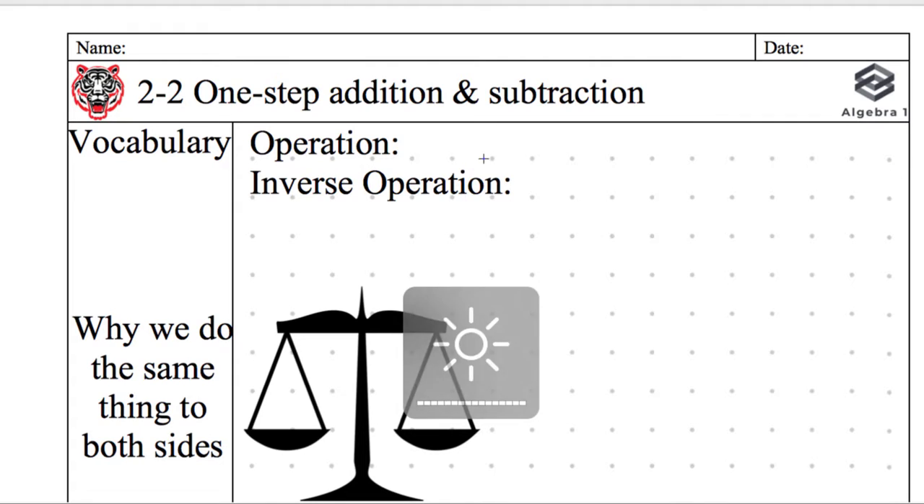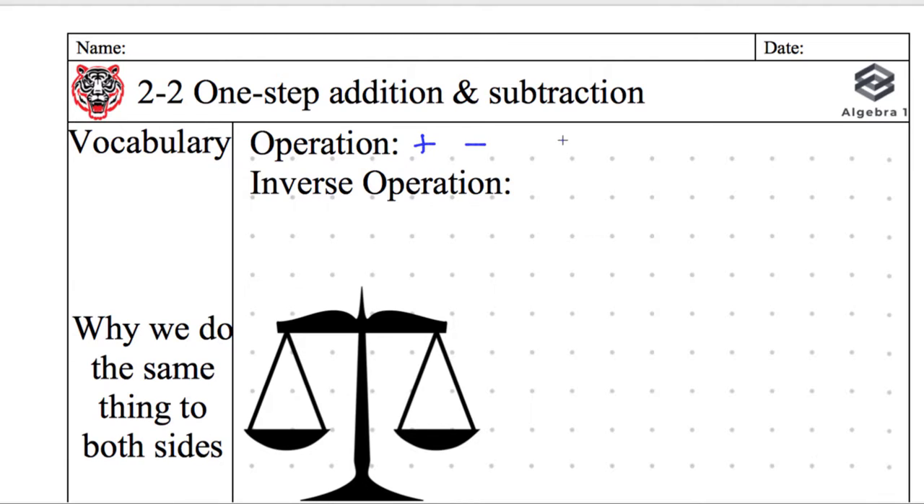There we go. So an operation, we've been using these over and over, but we haven't formally defined it. An operation is something like addition, subtraction, multiplication, or division. Those are your four basic operations. So now when I talk about an inverse operation, if I see a subtraction sign, the inverse operation of subtraction would be what? Shout it out. Inverse of subtraction would be addition.